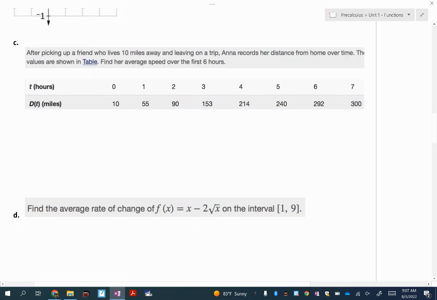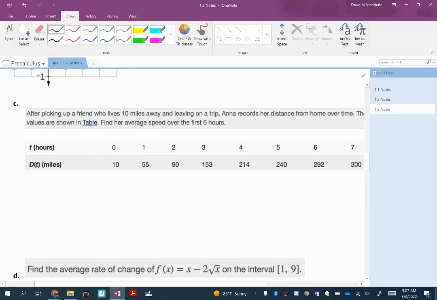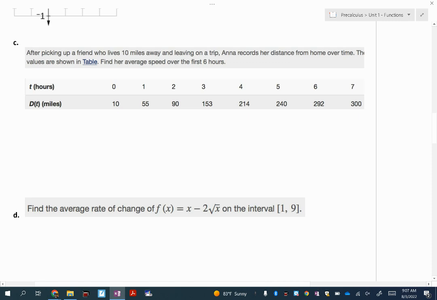Let's try letter C. It wants us to find the average speed over the first 6 hours of Anna's trip. So we've got her hours. Before she starts, her distance from her house is 10 miles. She picked up a friend before leaving. And after an hour, she's 55 miles from home and so forth. So the first 6 hours would be: she's 10 miles from home to start the trip, and then 6 hours later, she's 292 miles from home.